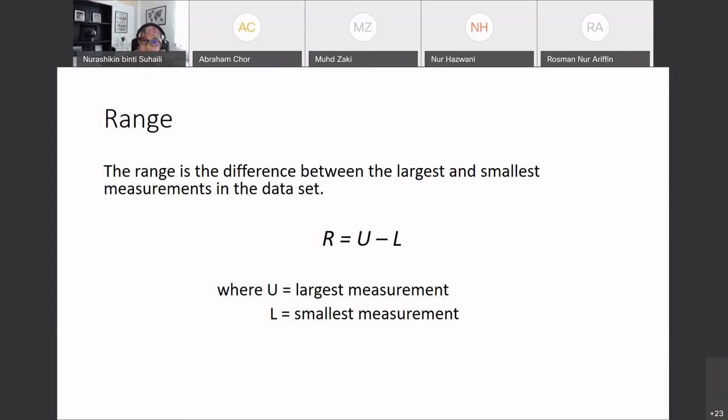So that is what is meant by range: the difference between the largest and smallest measurement in the data set. That's the term R, range. U is the largest measurement, and L is the smallest measurement.